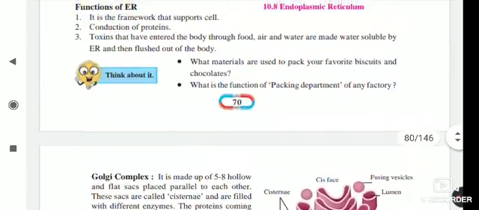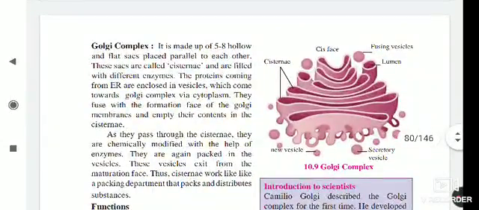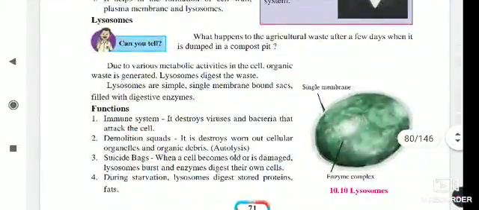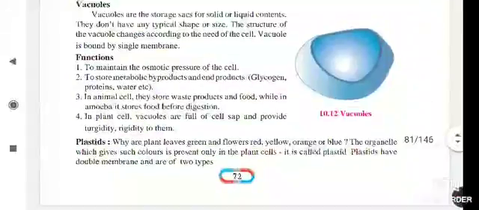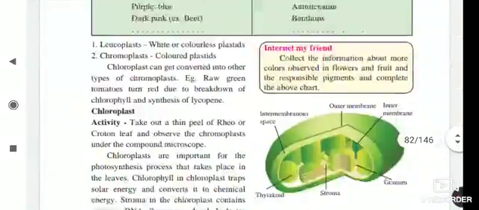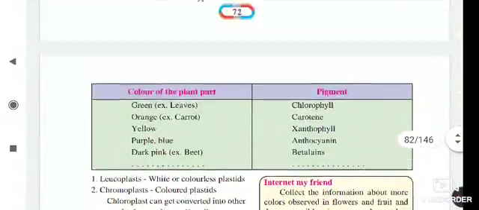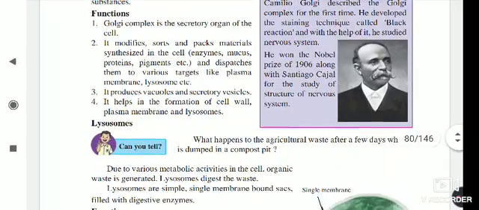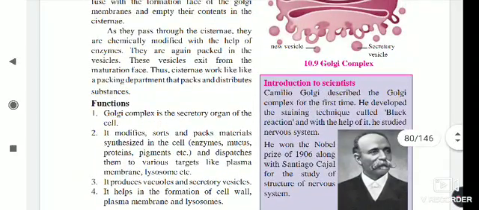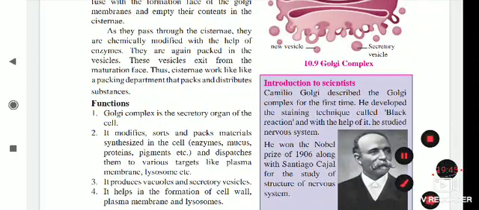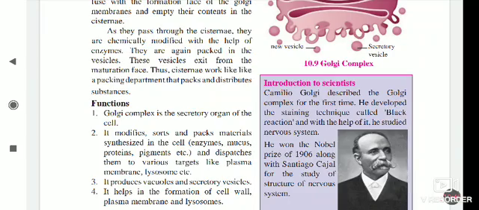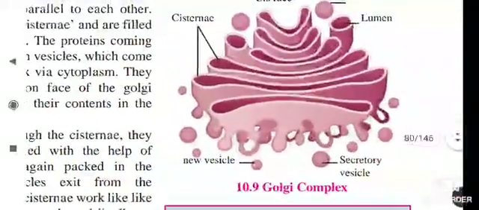So today we will stop here, with the endoplasmic reticulum. Next, we will see the Golgi complex, lysosomes, mitochondria, and vacuoles in tomorrow's lecture. All of you read the lesson, write the functions, and the main thing is that you have to practice each and every figure from this lesson, because these figures are very important in the exam.